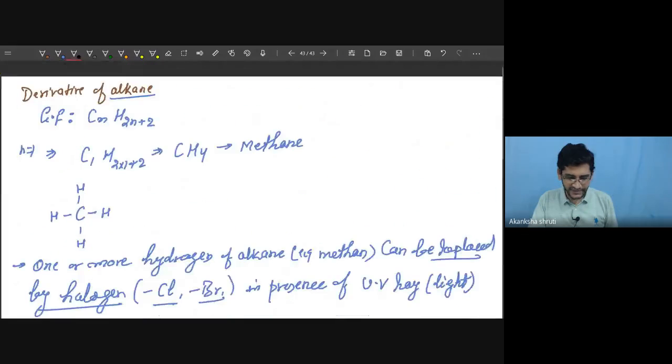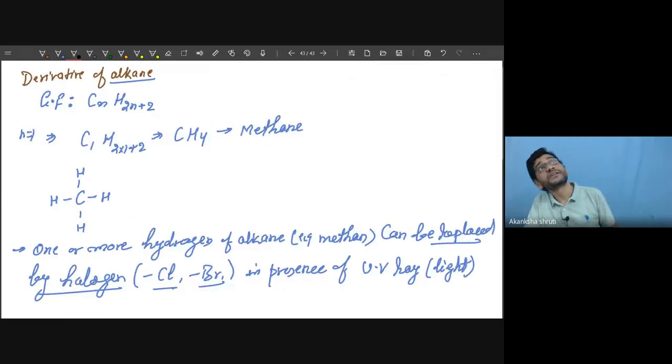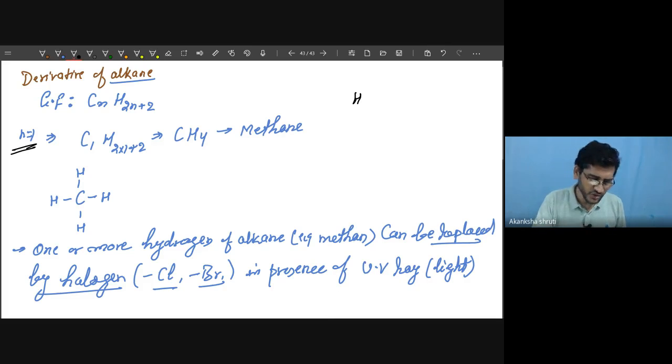So this was all about it. Let us stop the class here itself, as it is 10:30. Otherwise, if we start the other topic like unsaturated, it will take another 1 or even 2 hours. So let me stop it here. Students, it may be possible that this hydrogen of methane may be replaced by another one.